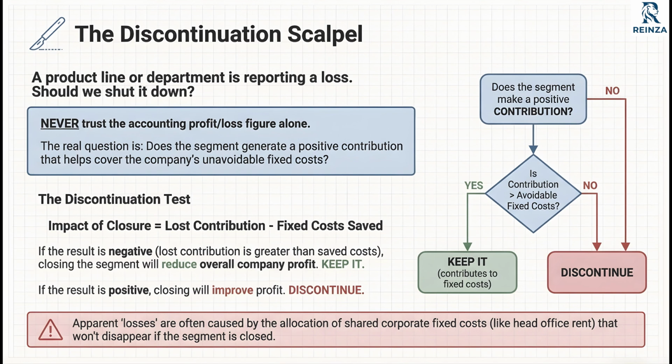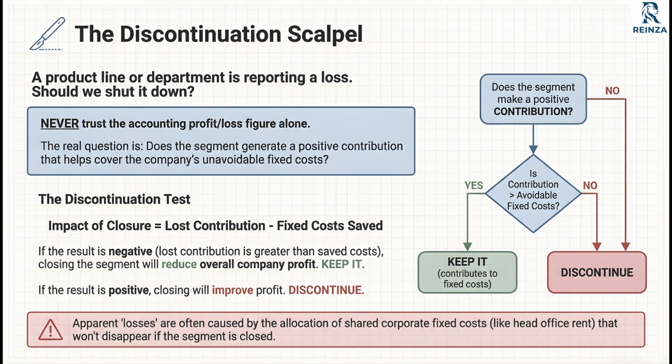Let me give you the discontinuation test. Impact of closure equals lost contribution minus fixed costs saved. If the result is negative, meaning the lost contribution is greater than the costs you would save, then closing the segment will reduce overall company profit. Keep it open. If the result is positive, meaning you save more than you lose, then closing will improve profit. Discontinue the segment.